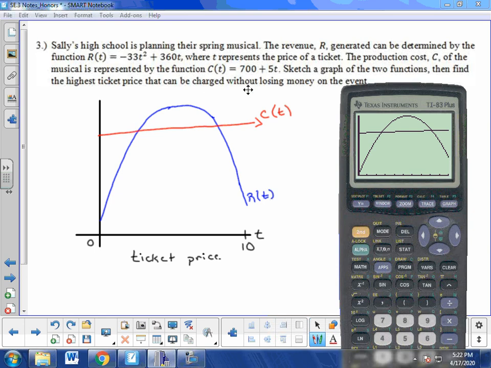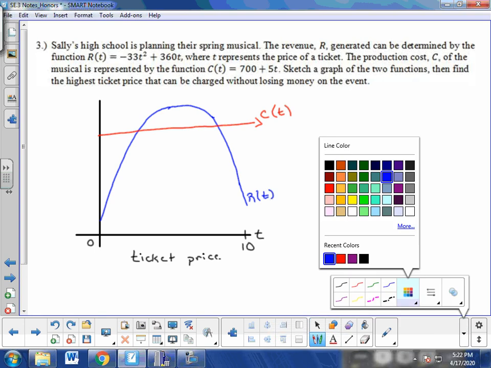So it says, again, find the highest ticket price. So we want the furthest amount to the right that we can go that can be charged without losing money on the event. So basically what we're looking for here is this intersection.